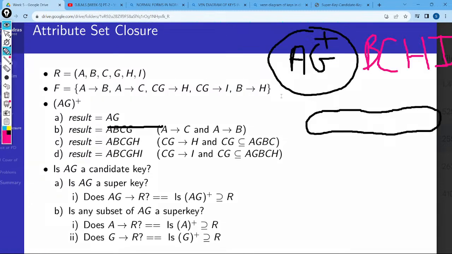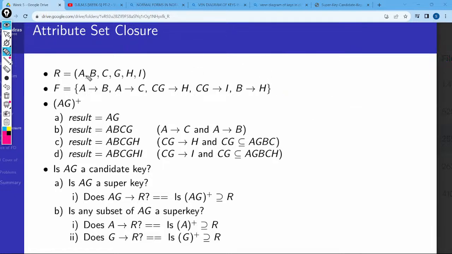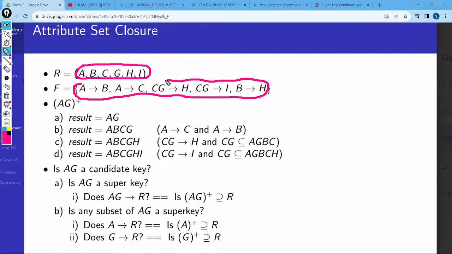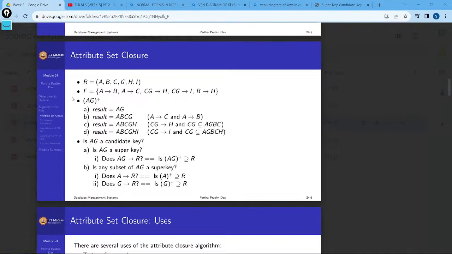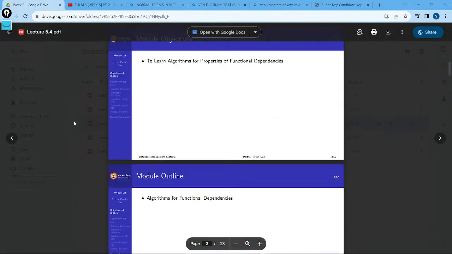Okay, let me be doing this here. I have a relation R with the following attributes and the following functional dependencies. What I would be finding is AG plus. Just give me 1 second. Is it the correct one or not? Yes, it is the correct one.